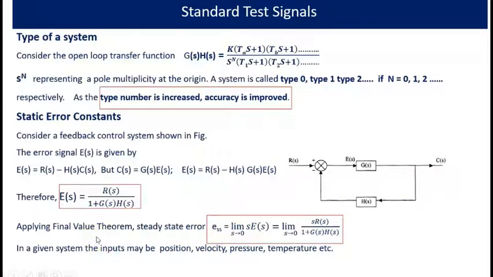What is final value theorem? If the given function is f of t, limit t tends to infinity f of t, that is the final value, is equal to limit s tends to 0 of s F of s. Here E of s is the steady state error. So steady state error is equal to limit s tends to 0 of s E of s, equal to limit s tends to 0 of s R of s divided by 1 plus G of s H of s. In a given system, the inputs may be position, velocity, pressure, temperature, etc.